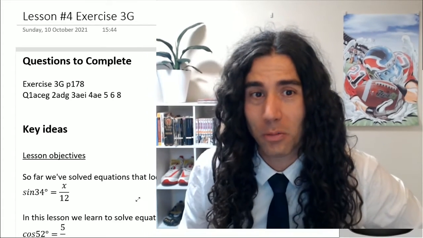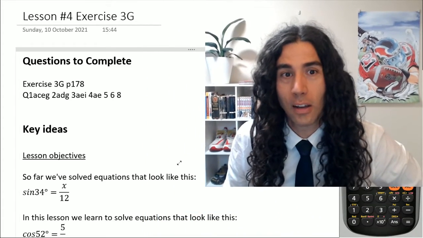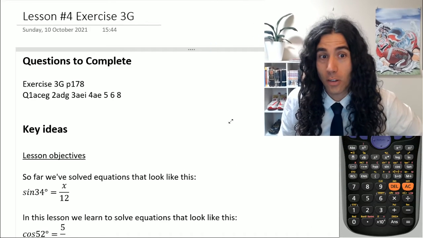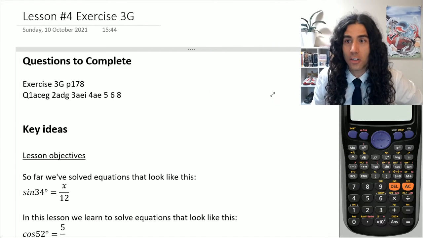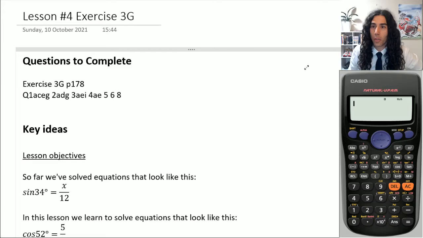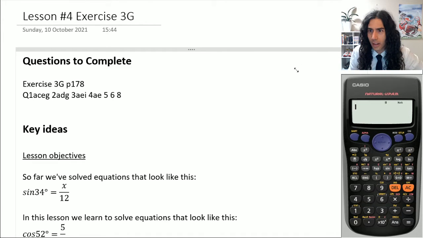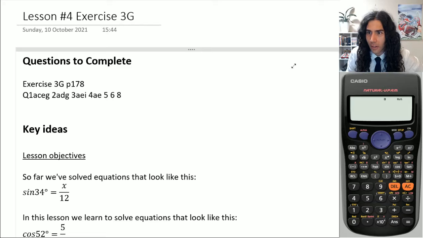I'm going to make myself small and we'll just go through these examples here. And the questions are up there. Exercise 3G. Have a go at those. Oh, I wish I could get that exactly the right size. There we go. Okay, so exercise 3G. Let's get this over here.